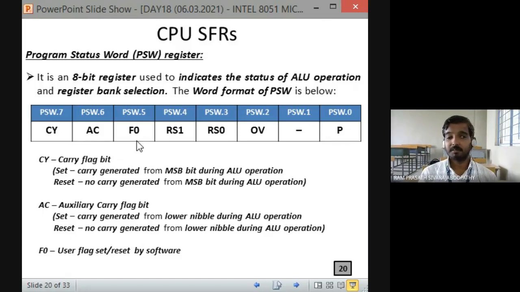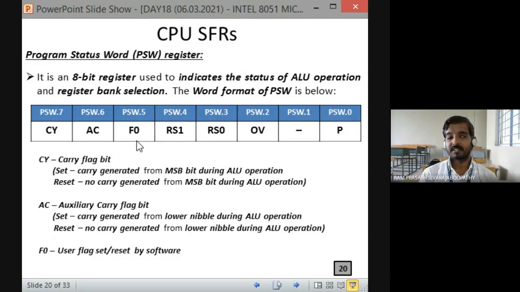Say for example, I will set this bit when I turn an LED on, and reset this bit when I turn it off. That means at any point of time you can know whether the LED is on or off. It is a user defined flag. The user decides when the flag should be set or reset. At any point of time by referring to this bit you can know whether the LED is on or off. Generally we call it a user defined flag.